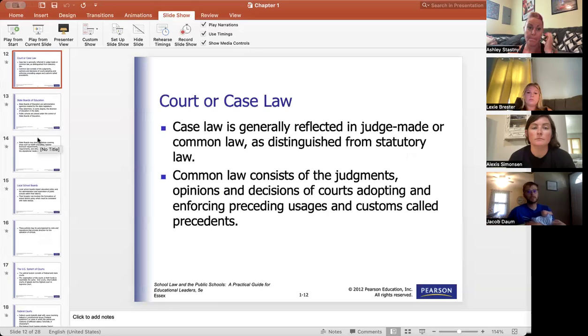Court and case law is generally reflected in judge-made or common law, as distinguished from the statutory law. And then the common law consists of the judgments, opinions, and decisions of the courts adopting and enforcing proceedings, usages, and customs called precedents.